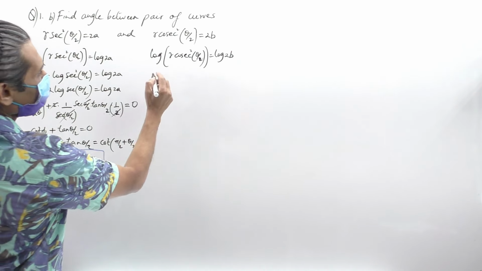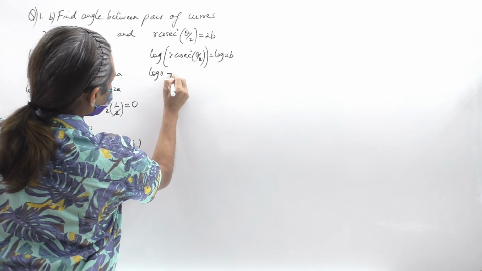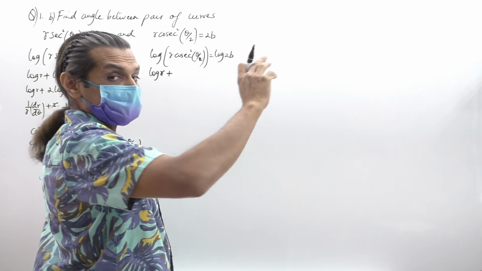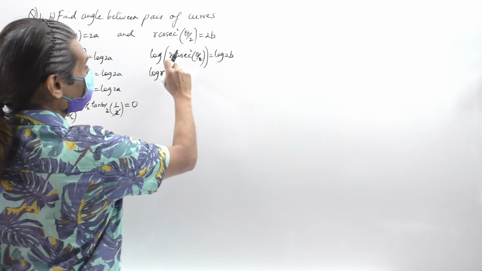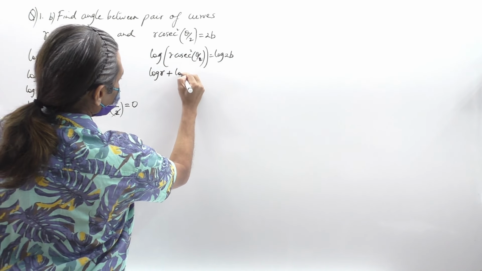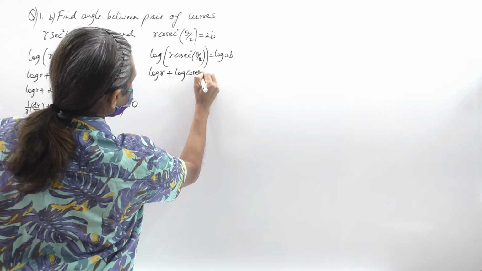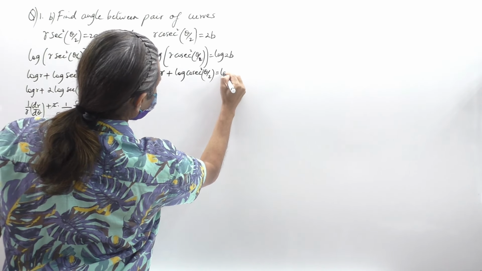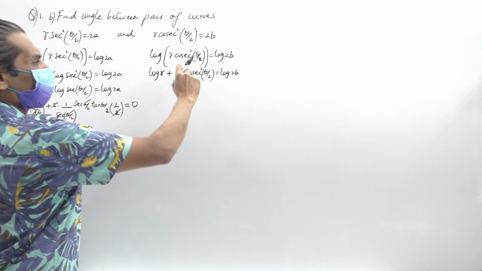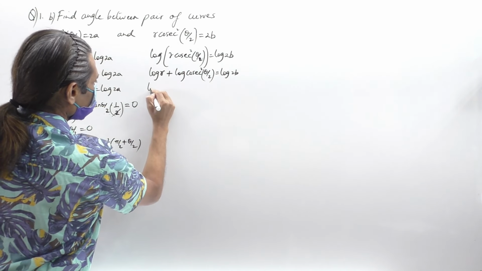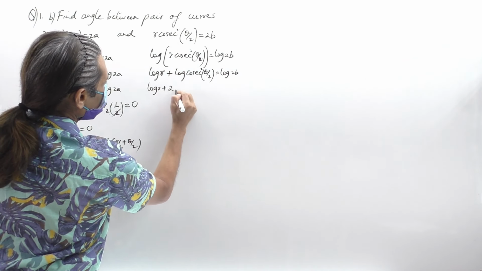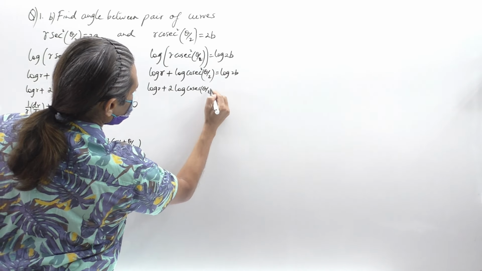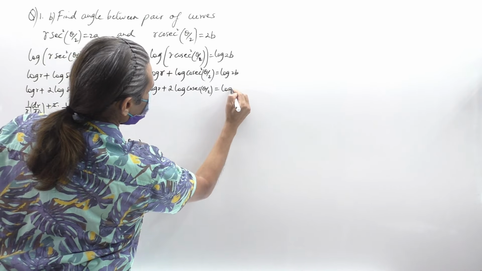Fine. Now again this is log of r into cosecant square theta by 2. Log of a into b is log a plus log b, so log r plus log of cosecant square theta by 2 is equal to log 2b. Again, log a raised to k is k log a, so log r plus 2 log cosecant theta by 2 is equal to log 2b.